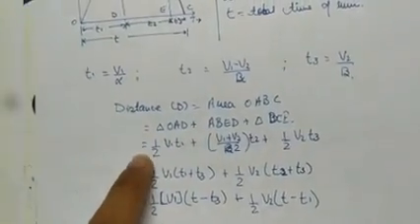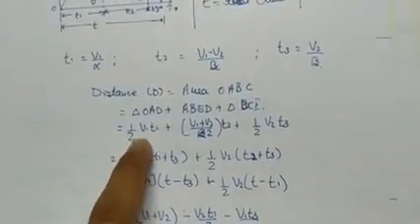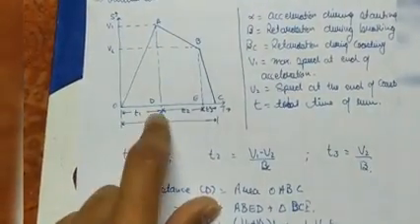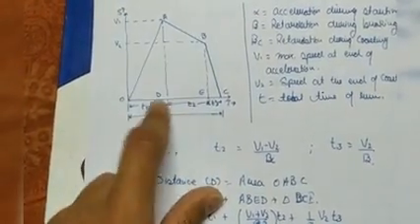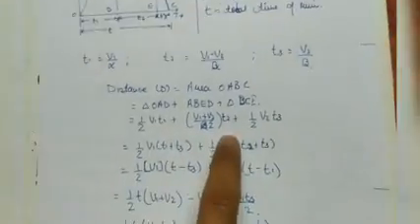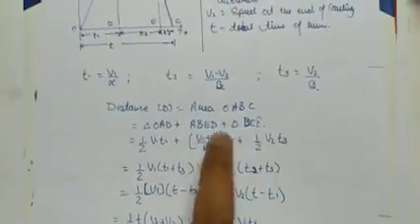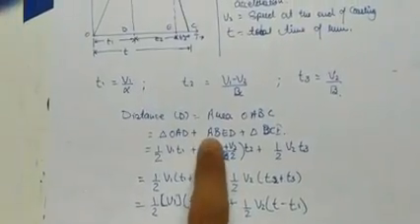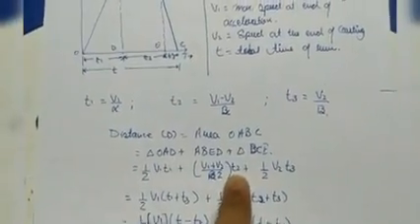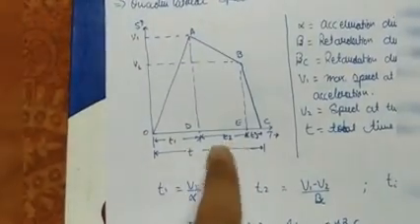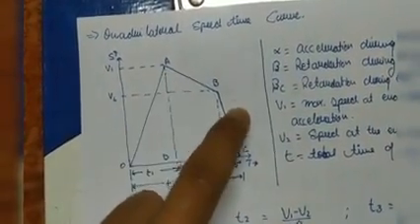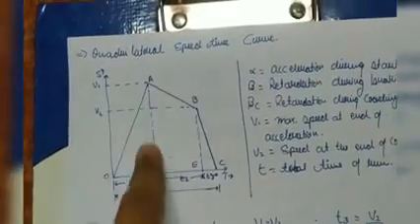We just have to put in these values: half v1 t1, where half v1 is the height and t1 is the base. Similarly for this triangle, half into base t3 into v2, that is half v2 t3. Here lies the difference: how do we calculate the value of ABED? That would be (v1 plus v2) upon 2 into t2. Here t2 is the time, and the sum of this region is (v1 minus v2) by 2 into t2.